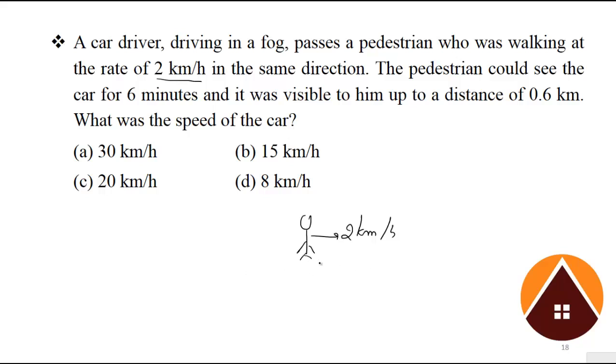So after crossing, the car goes ahead and this person is able to see this car for 6 minutes, right? And the speed of the car I don't know, but the speed of the person I know. So, and the distance is also given. The distance for which this person is able to see the car is also given as 0.6 kilometer.